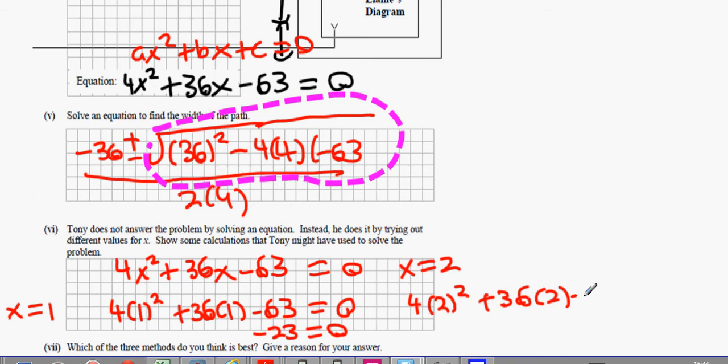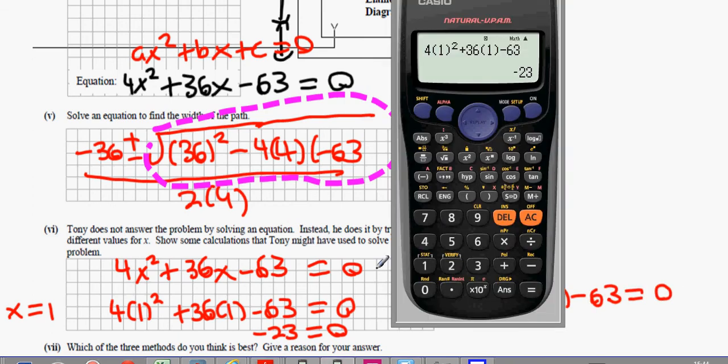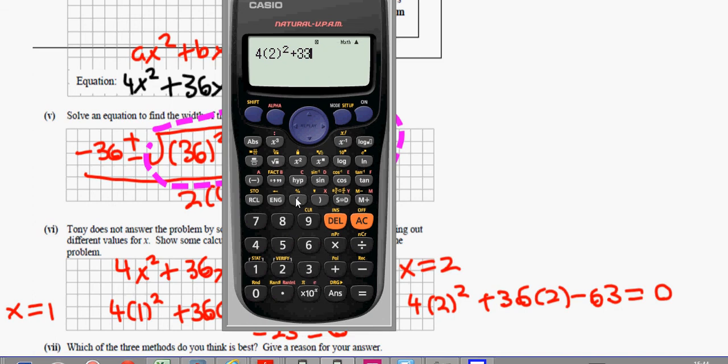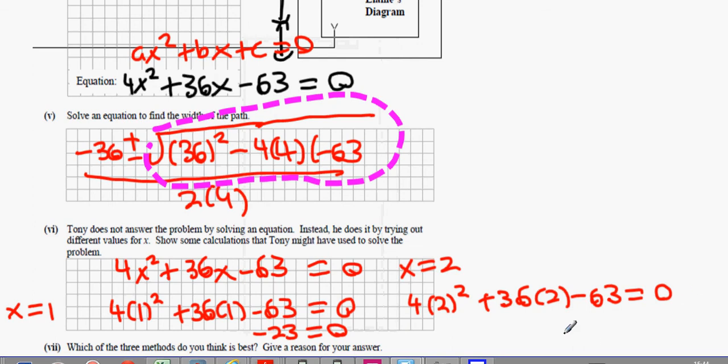Okay. 4 bracket 2 squared plus 36 multiplied by 2 minus 63, and that's plus 25. So 25 does not equal 0. So you can see that he's not able to balance the equation, which means he can't find the right answer. So that's some calculations he might use to solve it.